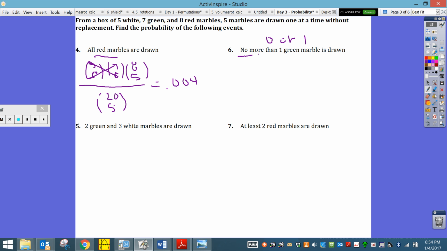So here I have, how many greens? 7 green, and I don't want any of them. It doesn't matter what the other color is as long as it's not green. So I'm going to look and say there's 5 white, 8 red. Let's see, that's just 13 other marbles. And I want all 5 of my marbles to come from there. Divided by, okay, what's the total outcome I could have? So 20 choose 5.